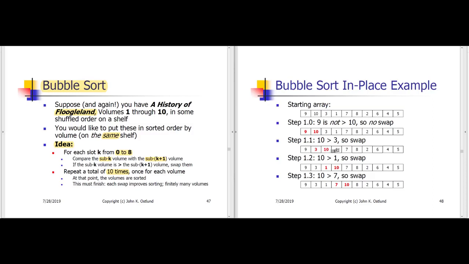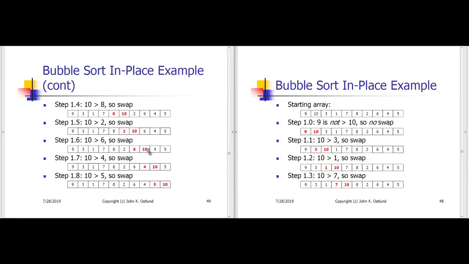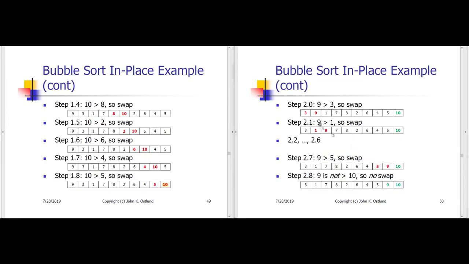Then we compare 10 with 1. 10 is greater than 1, so we swap. We compare 10 with 7. 10 is greater than 7, so we swap. And you can see that as we continue swapping here, 10 is being bubbled along to the end of the shelf. All right, so in step 1, sub-steps 0 through 8, we have identified which volume has the greatest value, and we have bubbled that up to the end.